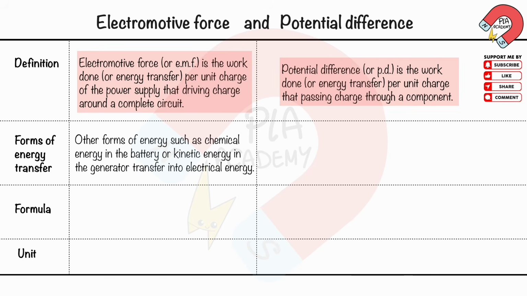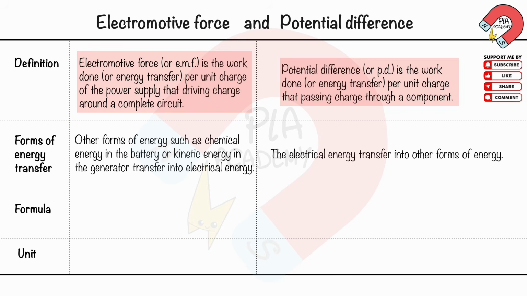The electromotive force is when other forms of energy, such as chemical energy in batteries, or kinetic energy in generators, transfer into electrical energy. The potential difference is when electrical energy transfers into other forms of energy.